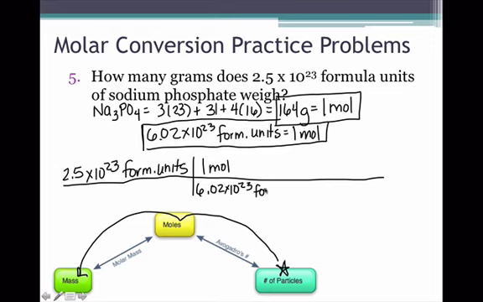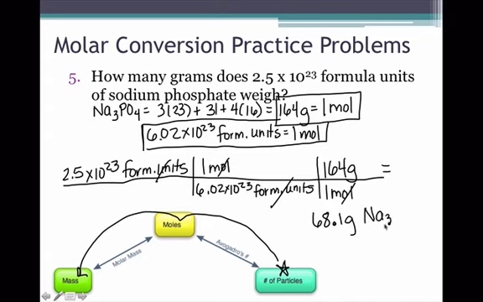This is formula units. Those will cancel. Now I'm in moles, and I need to go to grams. So I put the 1 mole on the bottom, and I put the molar mass on top, 164 grams. And then your moles cancel. And when I do all that math, I end up with 68.1 grams of sodium phosphate.